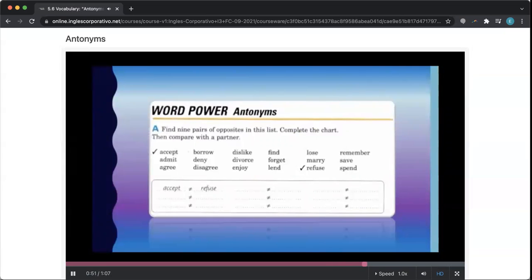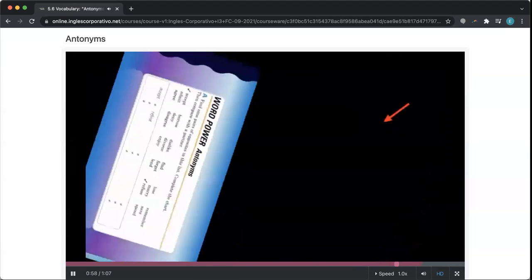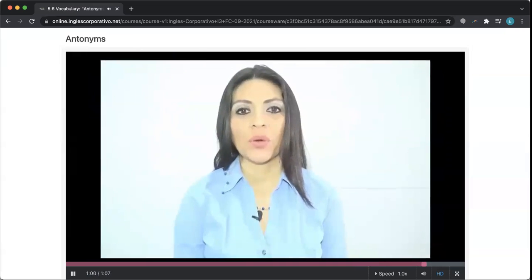Now that you have listened to the pronunciation, make a chart in your notebook and complete it. Stay to see what we want you to do next. We want you to choose four pairs of opposites. Write sentences using each pair.